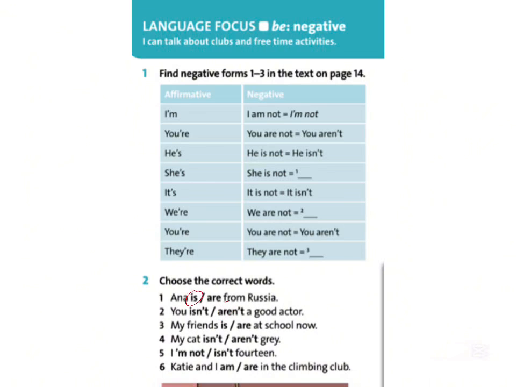3. My friends is or are. Yes, are. At school, no. 4. My cat isn't or aren't. Yes, my cat isn't gray. 5. I'm not or isn't. I'm not 14. 6. Katie and I am or are. Katie and I are in the climbing club.